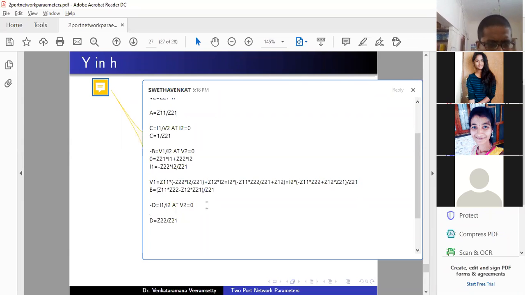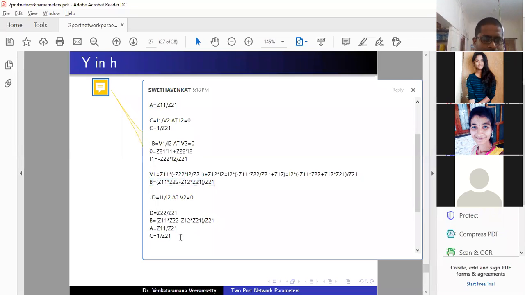So this is how we can find the ABCD parameters in terms of the Z parameters. I will copy all the equations in one place. So this is the A and this is the C, right? Done. So this is the relation between the ABCD parameters and the Z parameters: A equal to Z11 by Z21, B equal to this one, C equal to 1 by Z21, and D equal to Z22 by Z21. This is how we can express the transmission parameters in terms of the Z parameters.